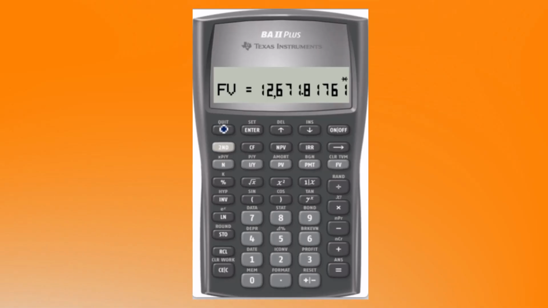I will go ahead and clear my time value of money parameters now and enter them as they appear on the screen. 12 for N, 11 for IY, 10,000 for PV, 0 for the payment, compute future value. So the future value of this stock, if it averaged approximately 11% per year, compounded annually, would be $34,984.51.